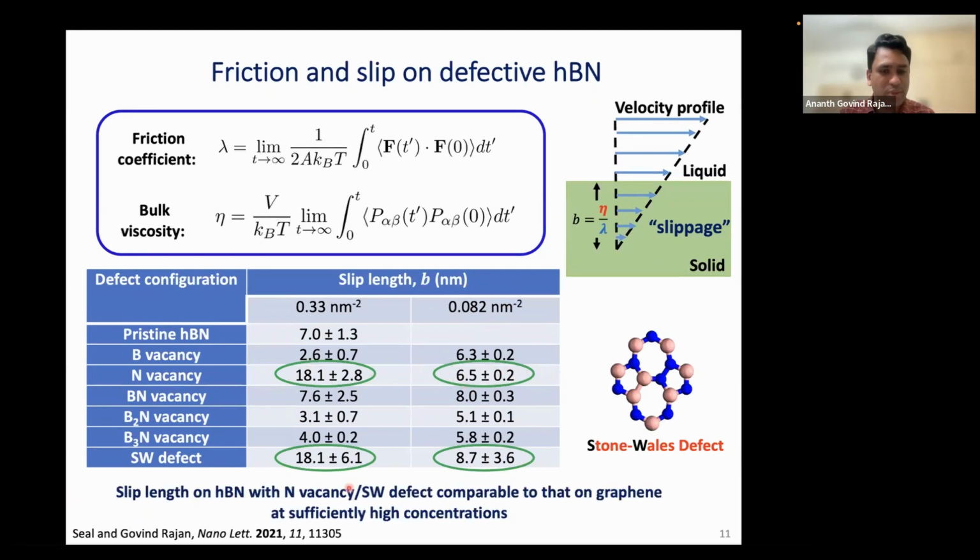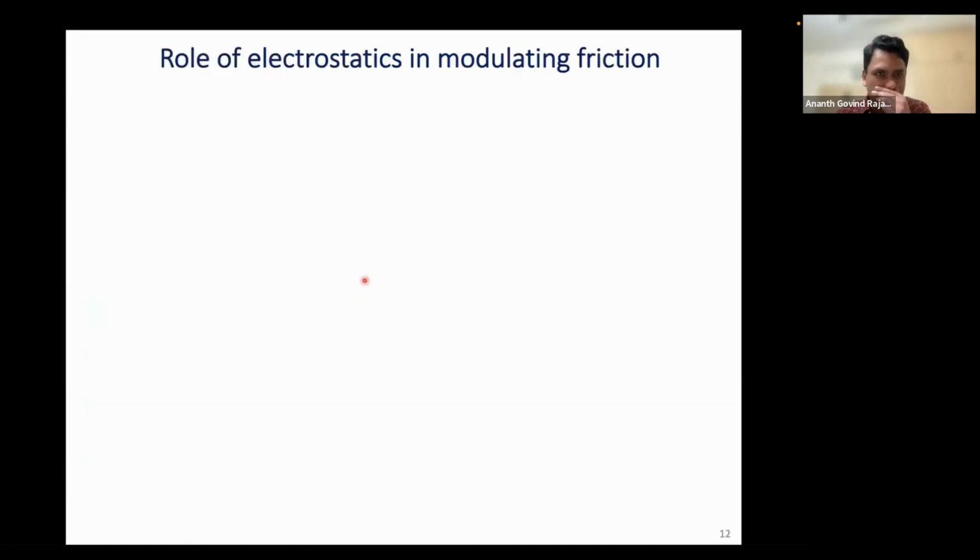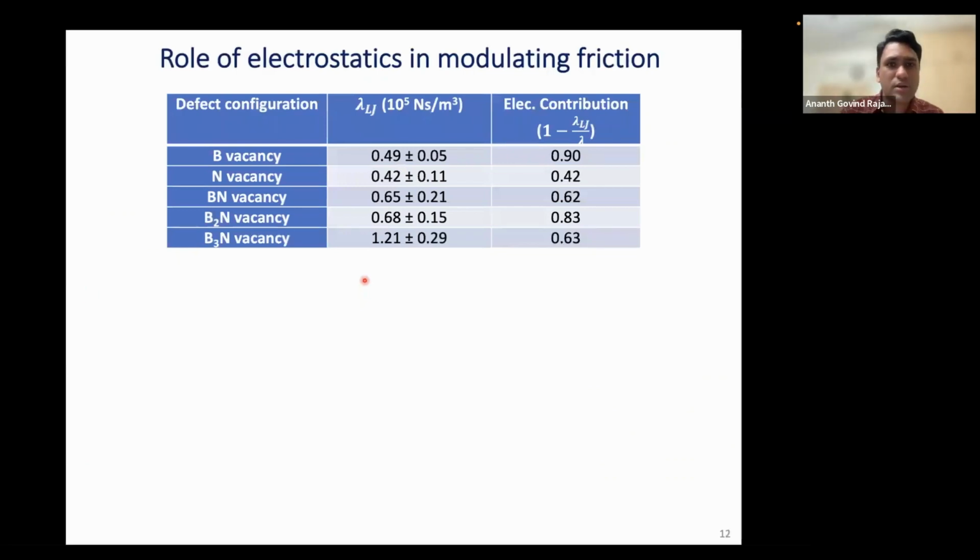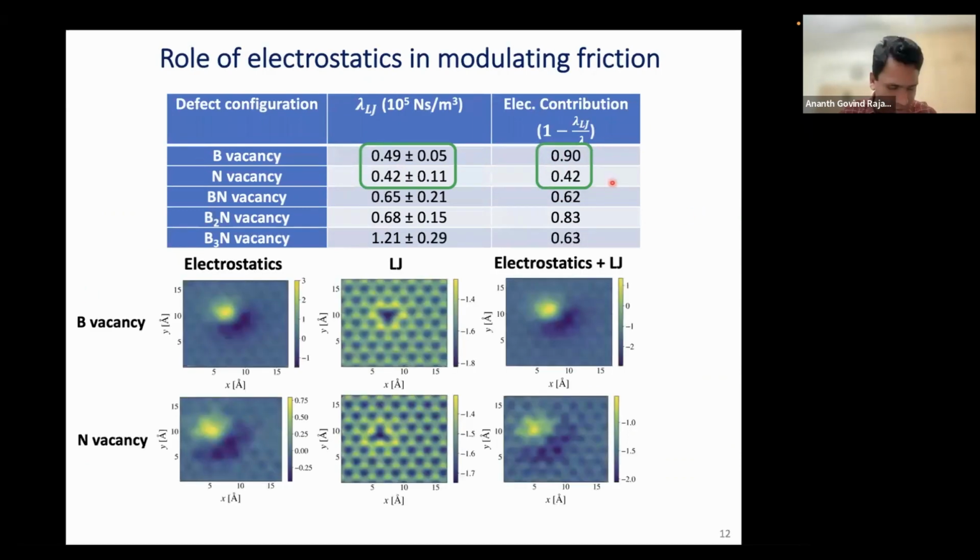So the slip length on HBN with the N vacancy or Stone-Wales defect is comparable to that on graphene. So this is comparable to graphene at sufficiently high defect concentrations, right? So that is what we saw. And then we went deeper. We saw the role of electrostatics by computing the friction coefficient due to only LJ interactions and looked at the electrostatic contribution. Now this contribution came out to 90% for the boron vacancy, but only 40% for the nitrogen vacancy.